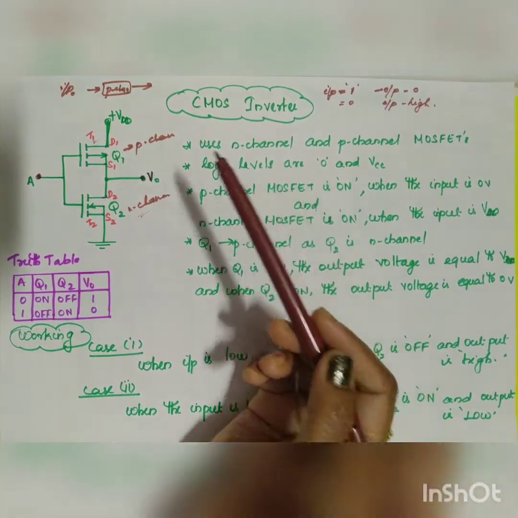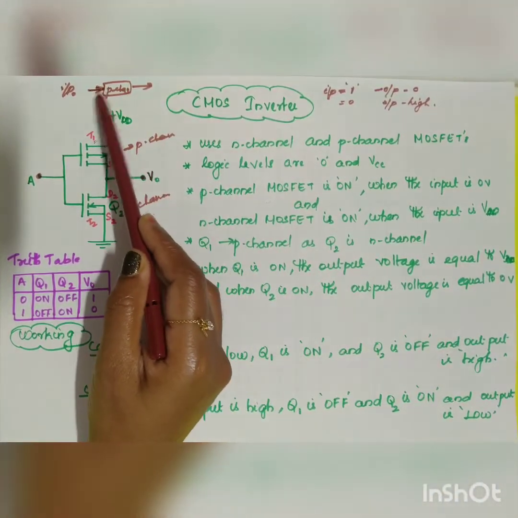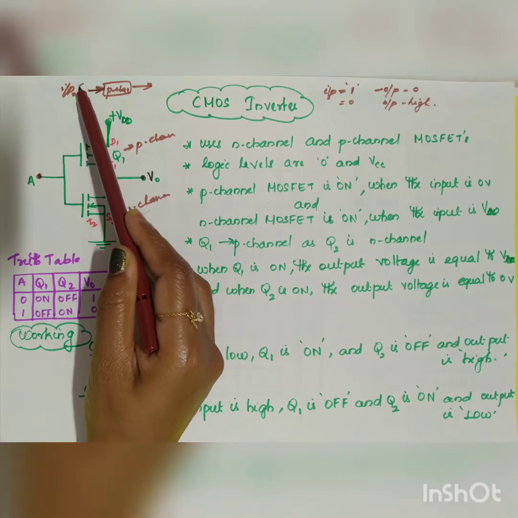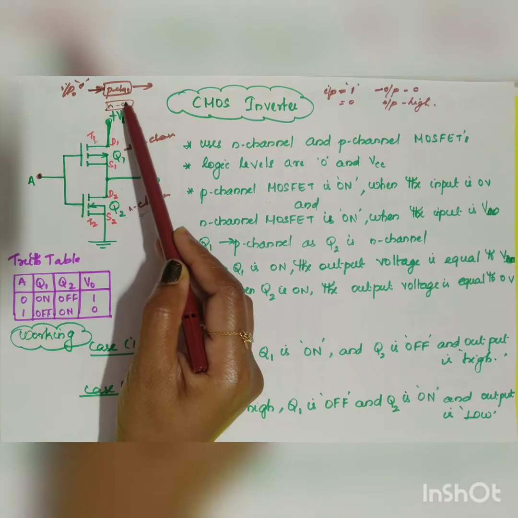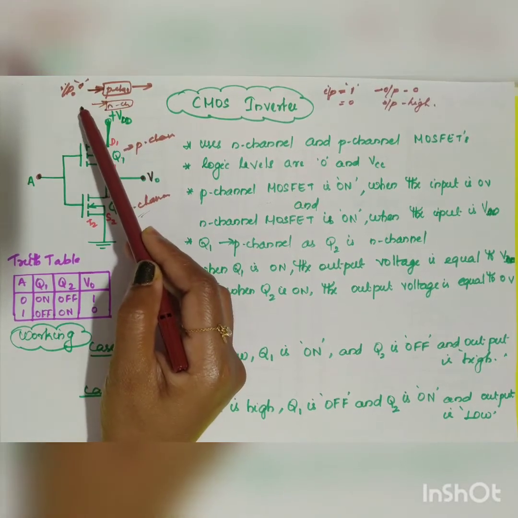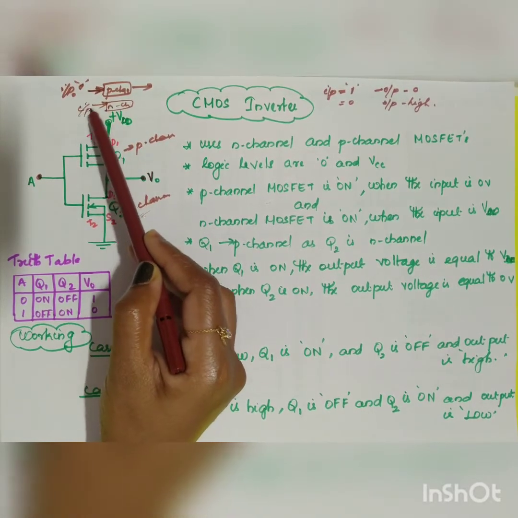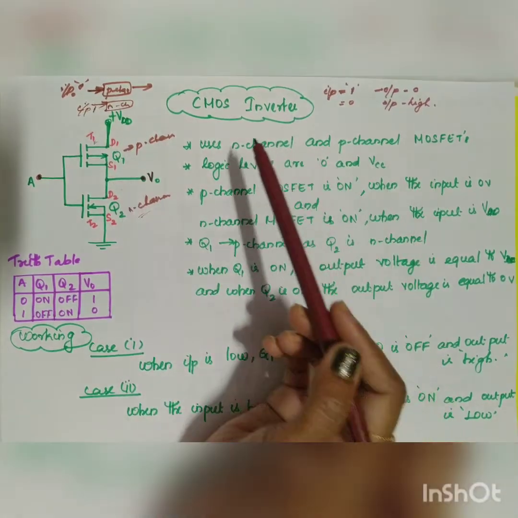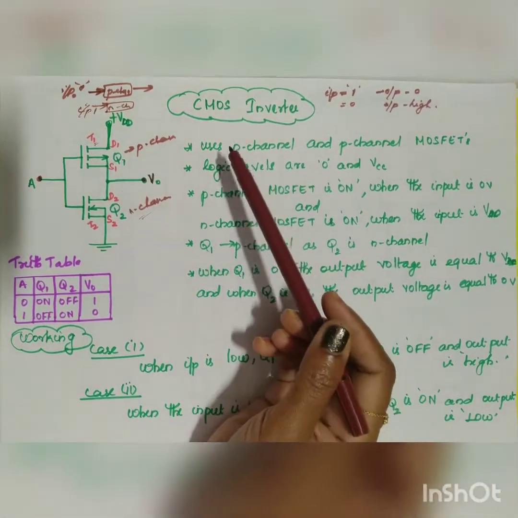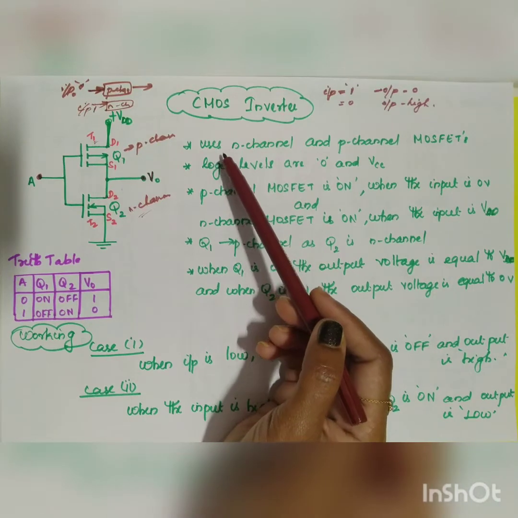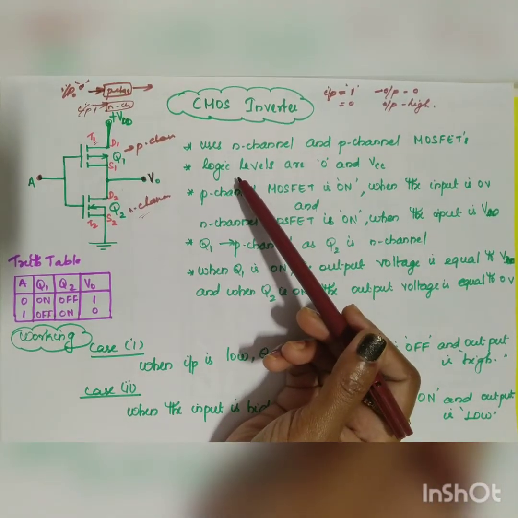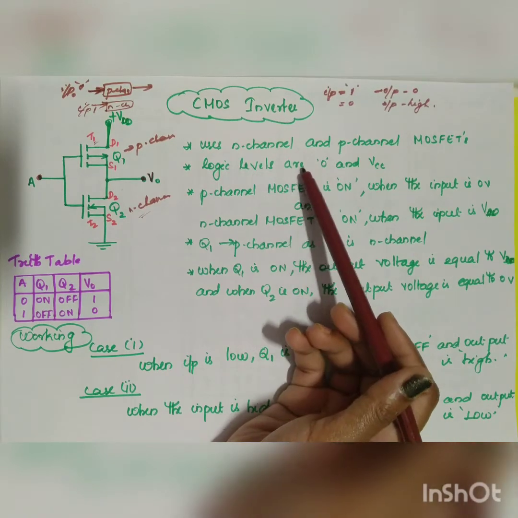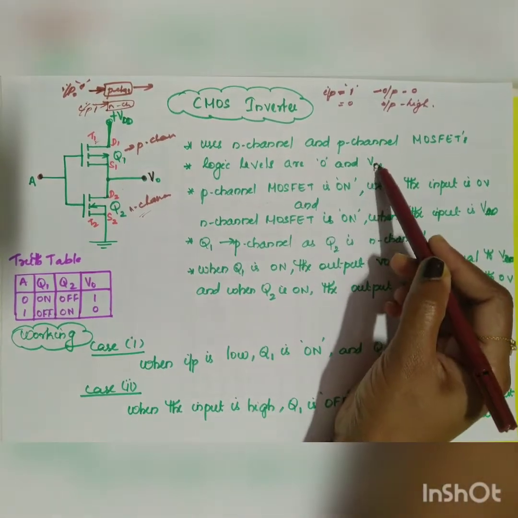Okay. So you know that the P-channel transistor will be on whenever the input is low, and the N-channel MOSFET will be on whenever your input is high, right? So these are some of the important points. Let us see the important points. It uses both N-channel and P-channel MOSFETs. What are the two logic levels you have? The two logic levels are 0 and VDD.